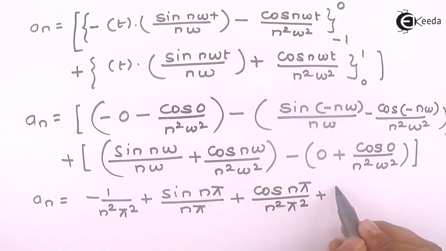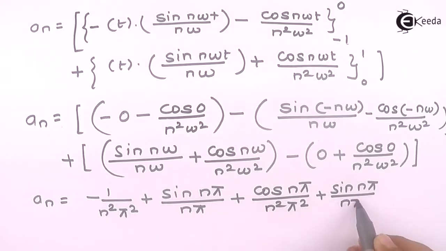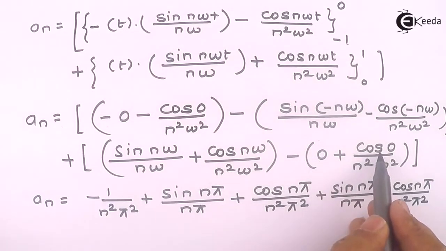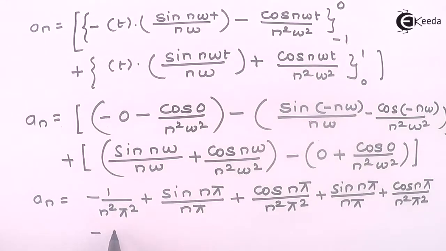plus sine n pi upon n pi plus cos n pi upon n square pi square, and in the end cos 0 is 1, so it is minus 1 upon n square pi square.